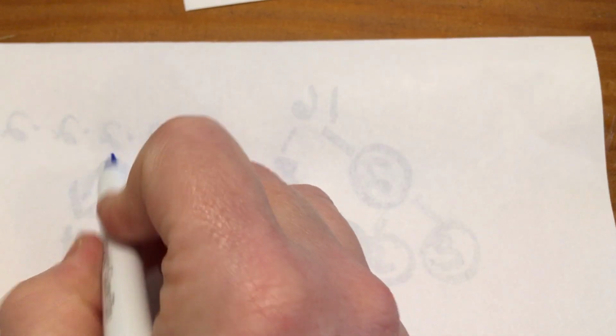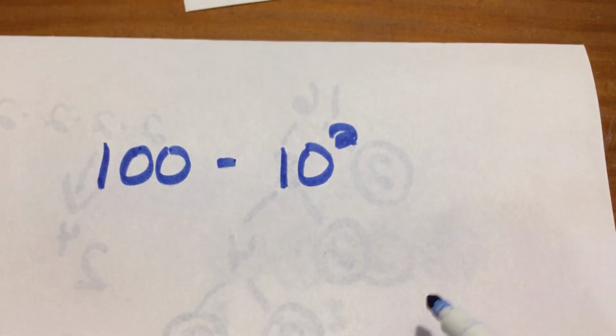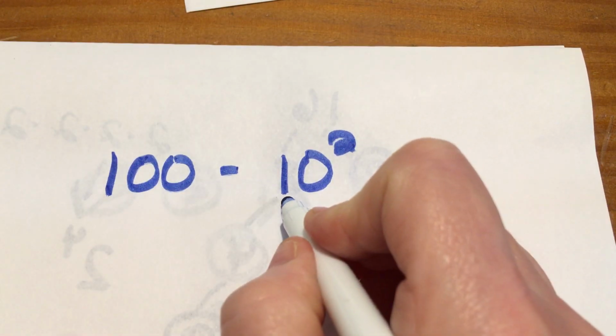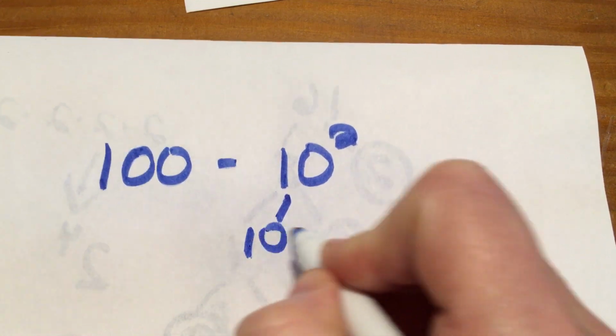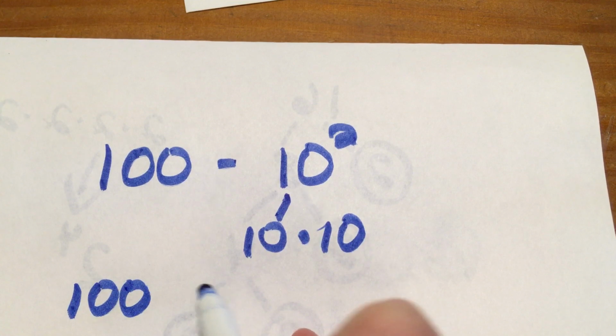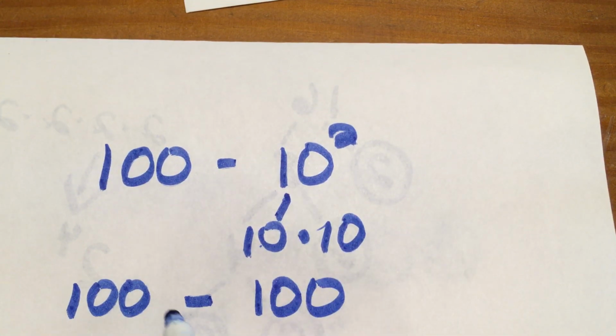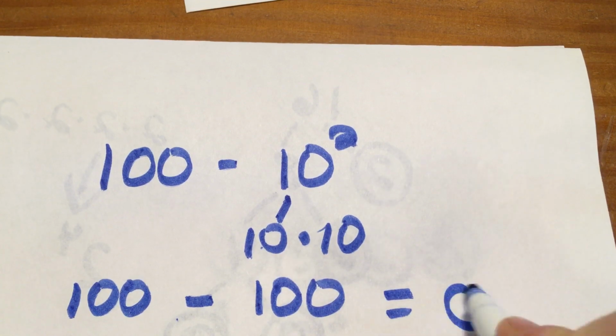They might also ask you to solve problems that look like this. 100 minus 10 squared. Well, we know that 10 squared is equal to 10 times 10. 100 minus 10 times 10, 10 times 10 is 100. So 100 minus 100 is 0.